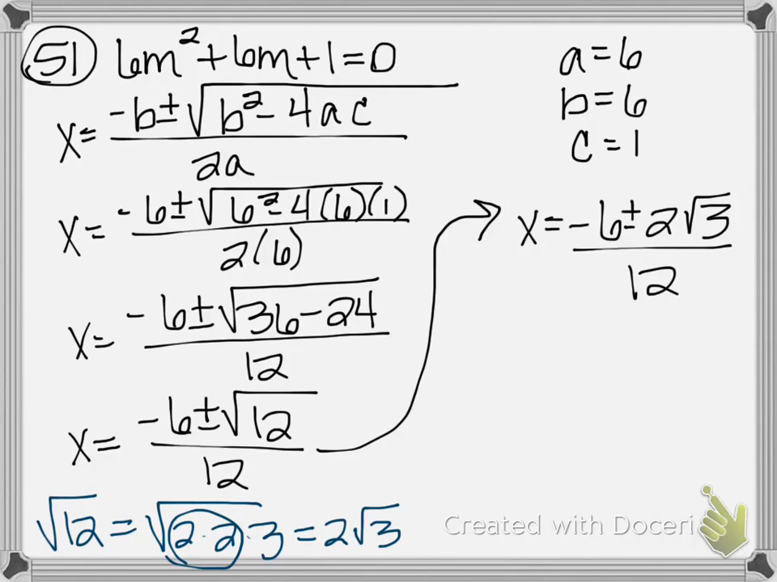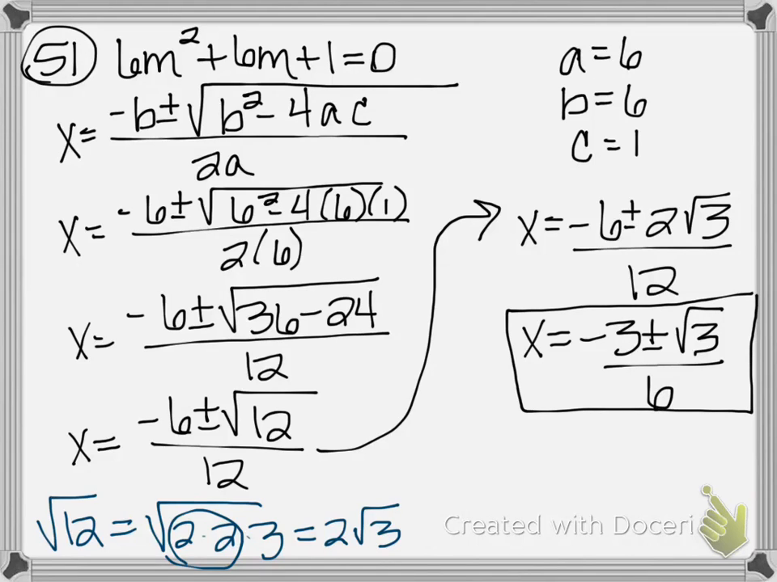So in case you didn't remember that, now all 3 of my terms actually have a 2 in common: my 6, my 2, and my 12. So I can factor a 2 out of everything, which is going to leave me negative 3 plus minus square root 3 all over 6. And that is going to be my final answer, negative 3 plus or minus square root of 3 all over 6. You can leave it in this form. If you want to rewrite it as 2 separate answers, you can, but I would accept negative 3 plus minus square root 3 over 6.